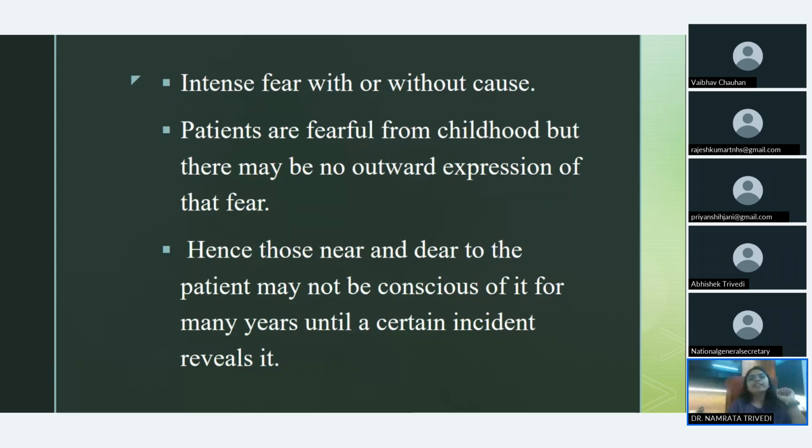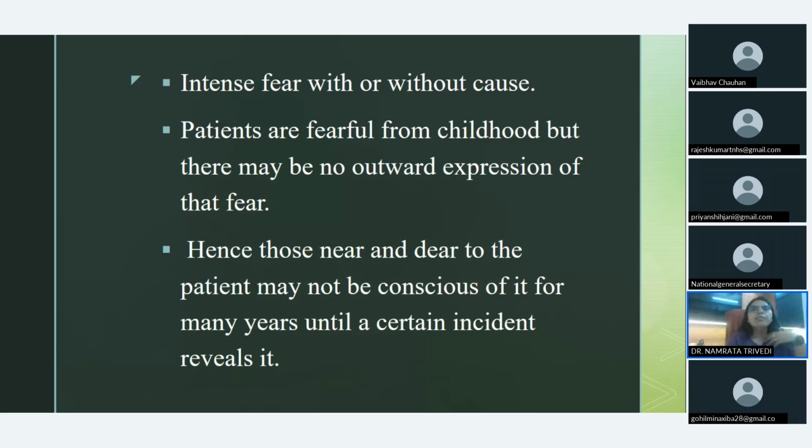Now, the patient has an intense fear without any cause. Patients are fearful from childhood. We can see ailments from suppression. Patients are very fearful from childhood, but cannot give outward expression of that fear.